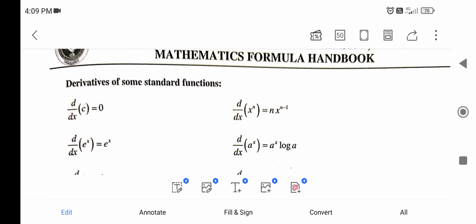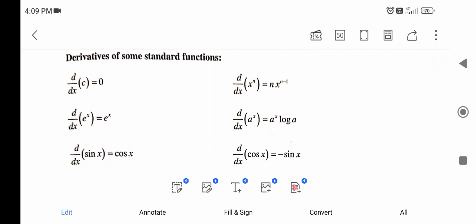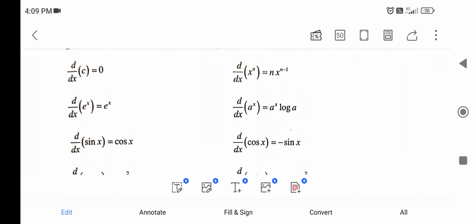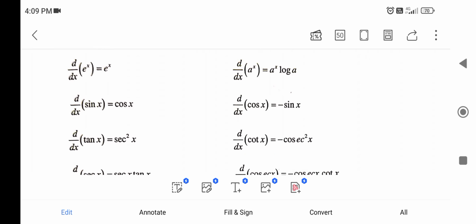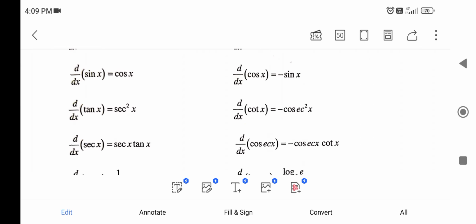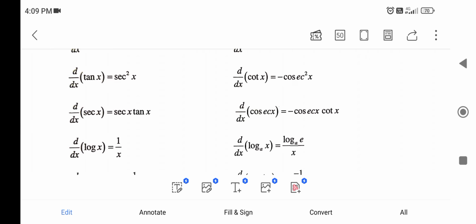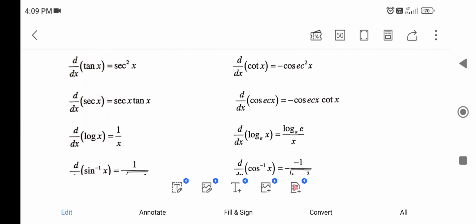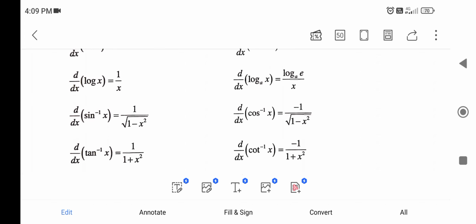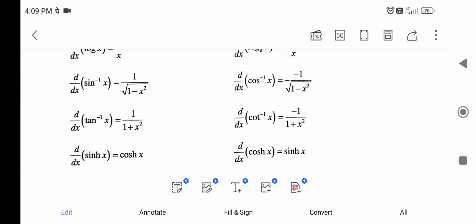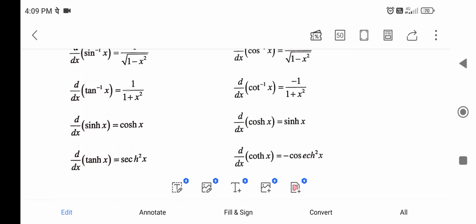Next is x power n, and the derivative is n x power n minus 1. a^x derivative is a^x log a, cos x, sin x, cot x, cosec square x, and cosec x cot x, log x divided by x, and cos inverse x is minus 1 divided by root of 1 minus x square, cot inverse of x is minus 1 by 1 plus x square.